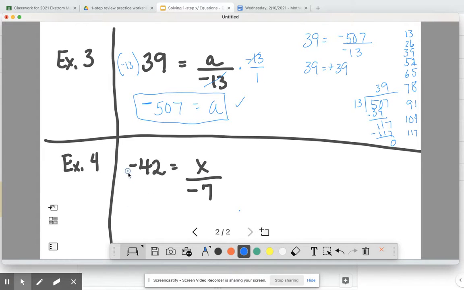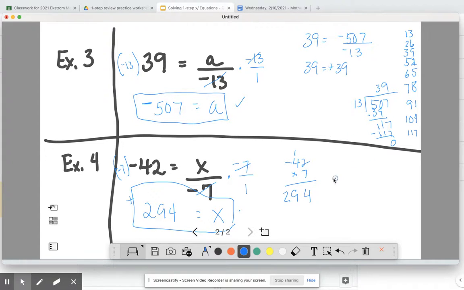Alrighty, example 4. Negative 42 equals x divided by negative 7. What are they doing to the x? They're dividing by negative 7. So I need to complete the inverse, multiply by negative 7 on both sides. Okay, so one underneath here. These cancel out. On the left here, I have negative 42 times negative 7. That's going to give me a positive. Okay, that's going to give me 294 equals x as my solution. Oops.